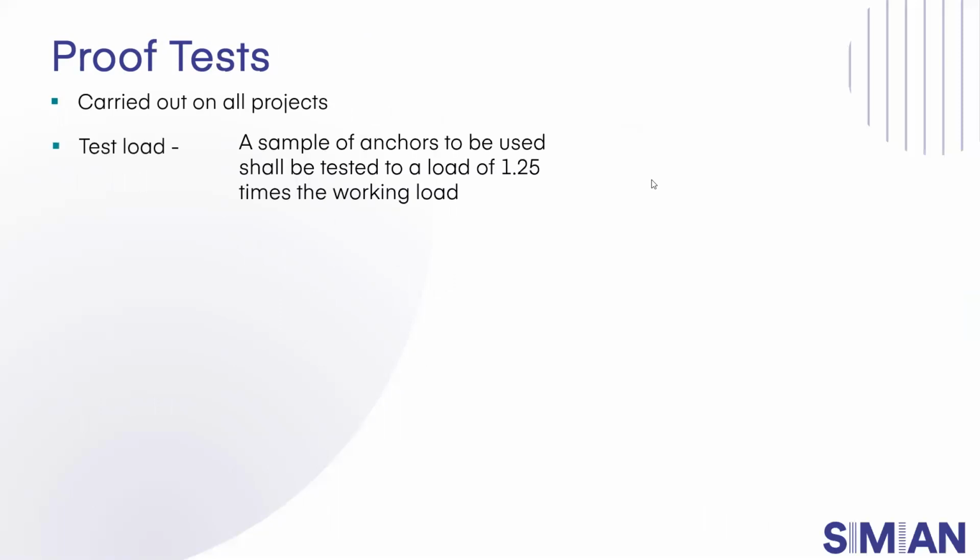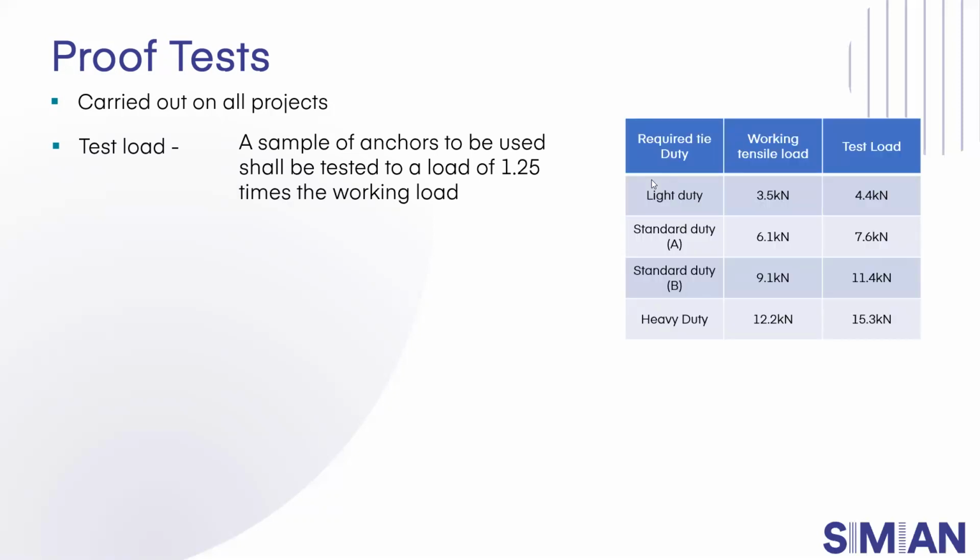The test load for that is, the sample anchors that you test will be tested to 1.25 times the working load. There's your example. If it's a light duty tie, 3.5 kilonewtons, the proof test load will be 4.4 kilonewtons. A standard duty tie at 6.1, your test load will be 7.6, and so on and so forth.